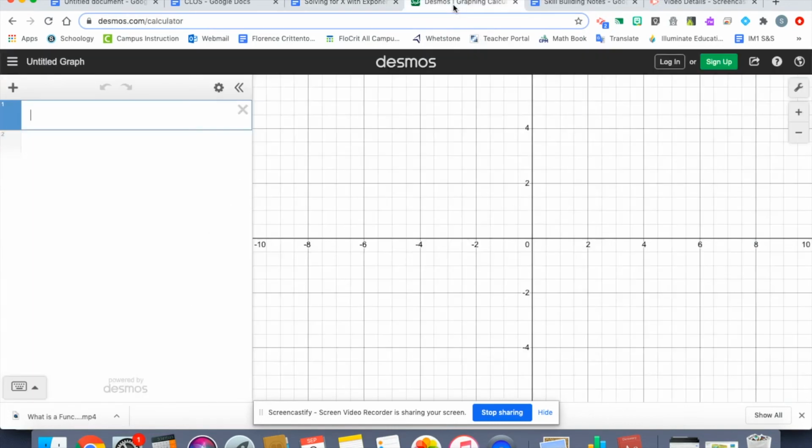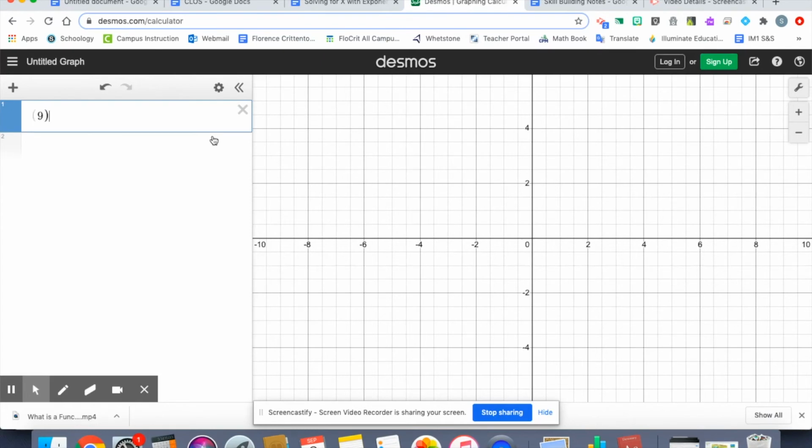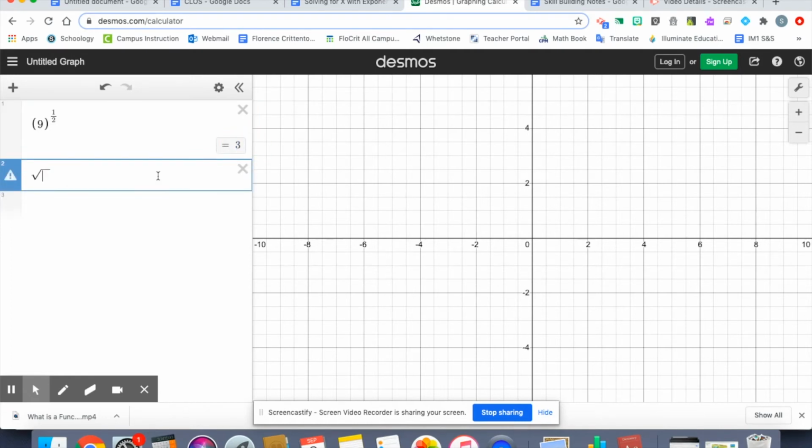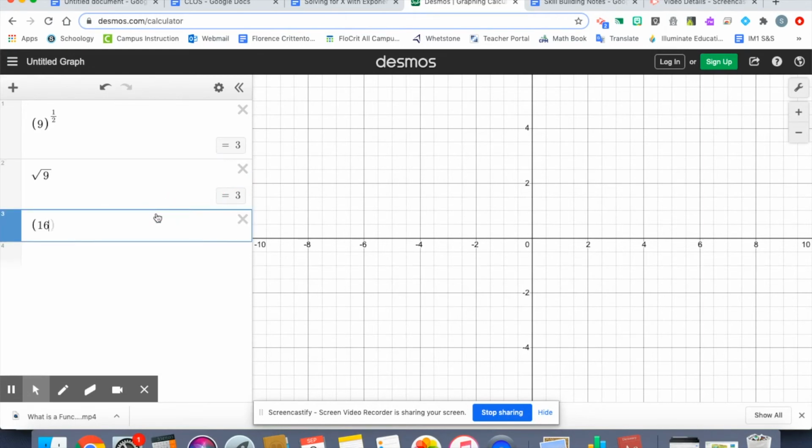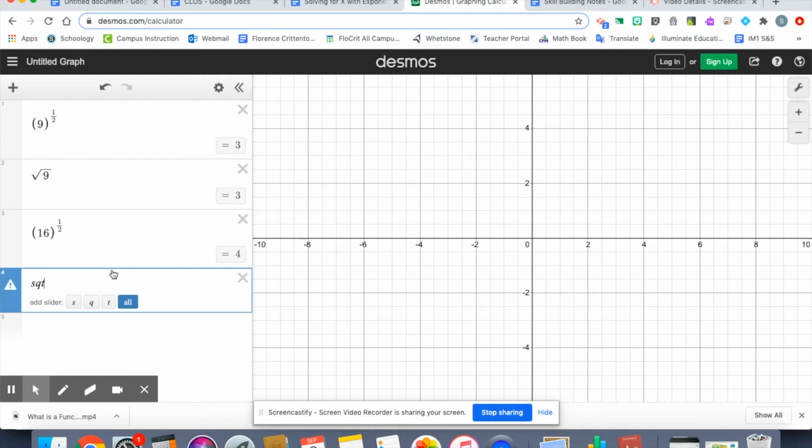So here's the thing though. If I go to Desmos, and let's say I take 9, and I raise this one to the power of 1/2. The answer is 3. But then if I take the square root of 9, look, the answer is also 3. And then if I did 16 to the power of 1/2, the answer is 4. But if I took the square root of 16, the answer is also 4. And here's why.